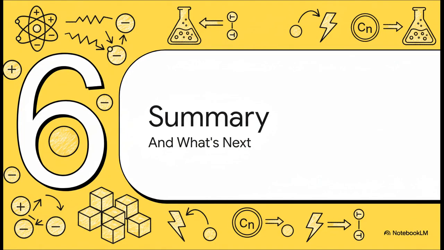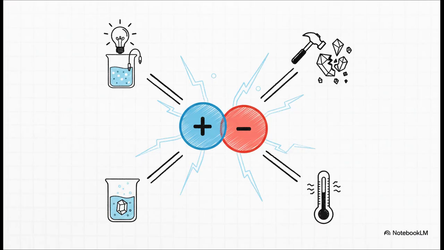All right, let's quickly summarize what we have learned today. I want you to remember these 4 key properties and the reasons behind them. They are hard but brittle solids. They have very high melting and boiling points. They are soluble in water, and they conduct electricity only in their molten or aqueous states. And remember, all of this connects back to that strong bond between the ions.